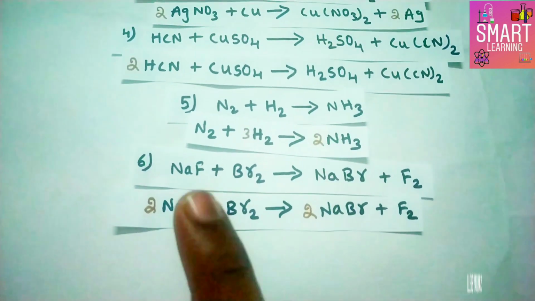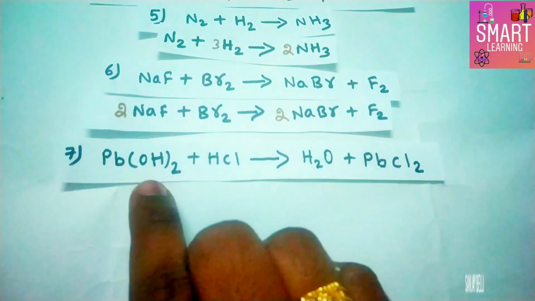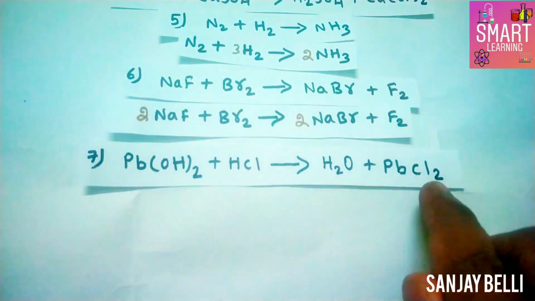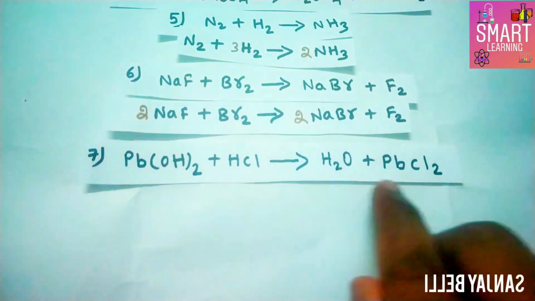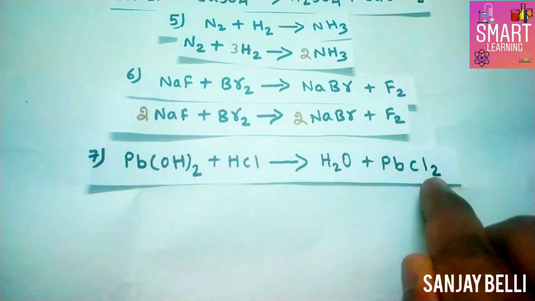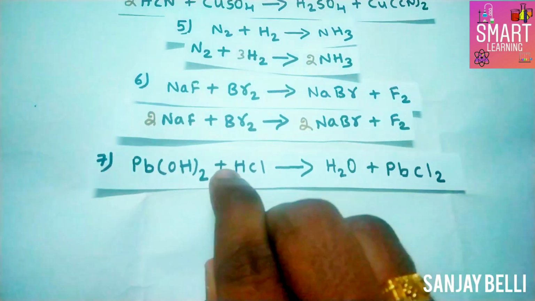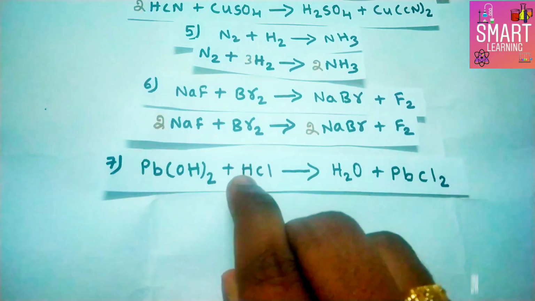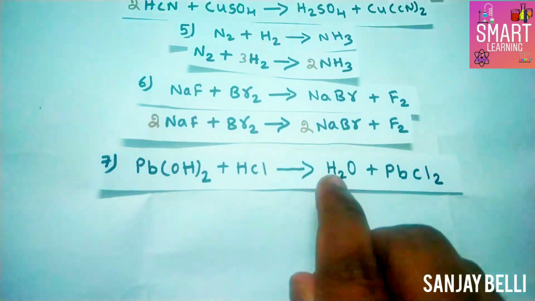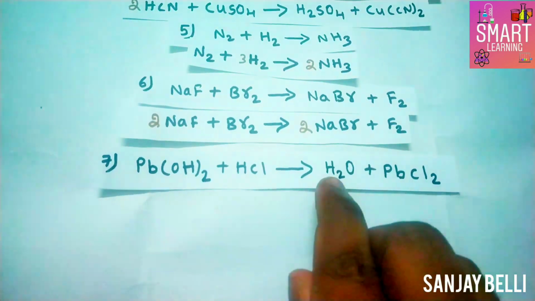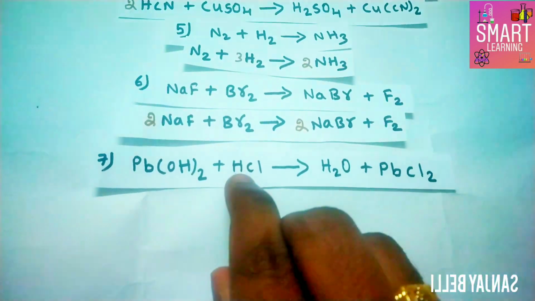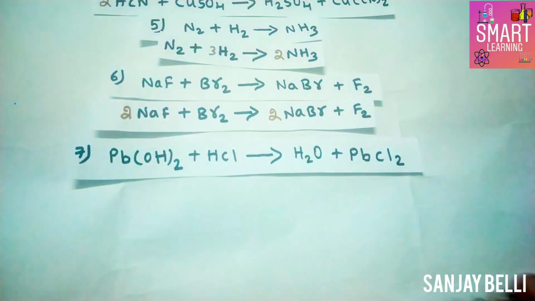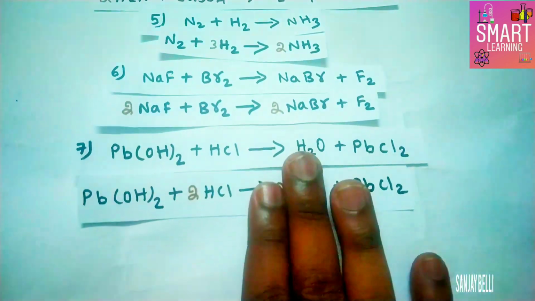Now you can see your seventh question. PbOH whole 2 plus HCl gives rise to H2O plus PbCl2. Here you can see 2 chlorine, Cl2 on the right side. So here you have to keep a 2. That means 2 chlorines, and here 2 hydrogens, and here also 2 hydrogens are present. But here 2 plus 2, 4 hydrogens. So when you keep 2 here, it will become 4. Now here you can see your balanced equation.